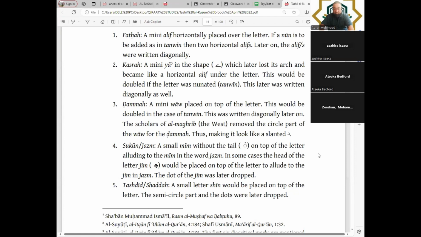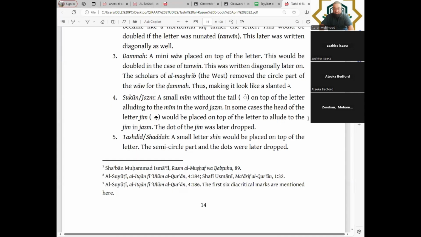The scholars of Al-Maghrib, the West, removed the circle part of the waw for the dhamma, thus making it look more like a slanted dal. Sukun or jazm, a small meem without the tail on top of the letter, alluding to the meem in the word jazm. In some cases, the head of the letter jim would be placed on top of the letter to allude to the jim in jazm. The dot of the jim was later dropped.